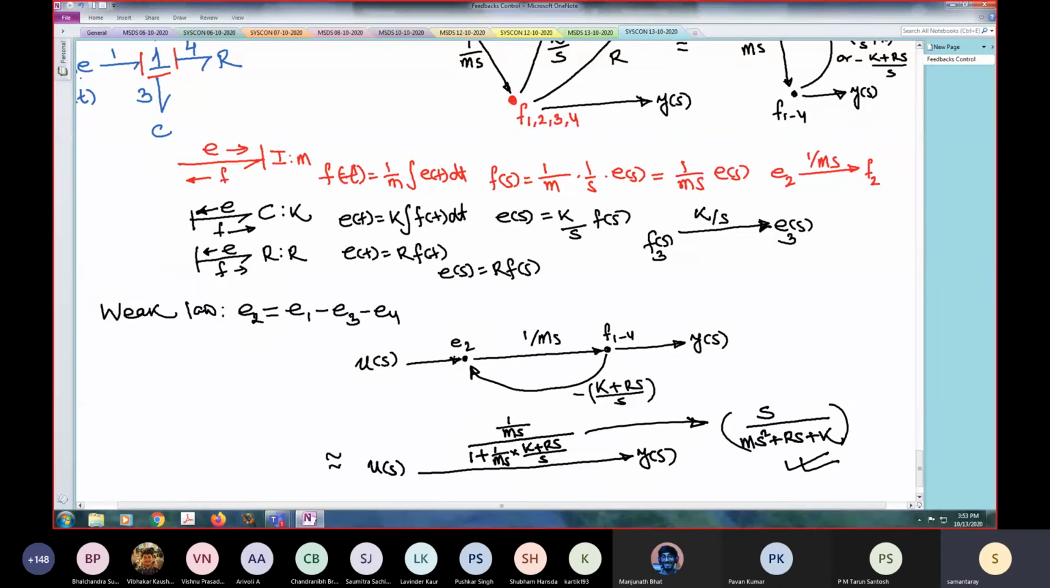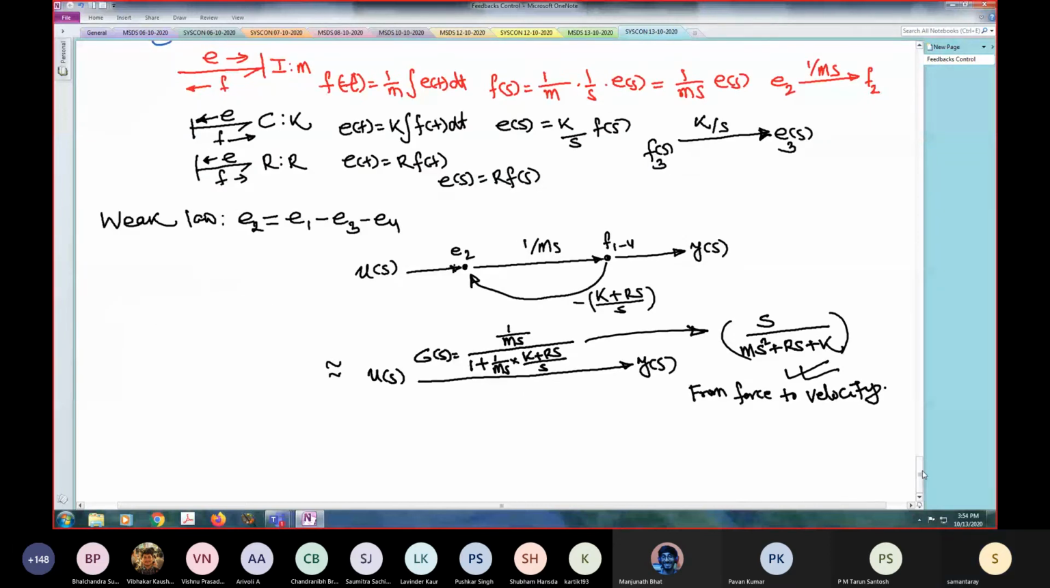Is that the one we require? That's the transfer function. Transfer function from what to what? This is GS. From force to our sensor, which is velocity. YS is up to velocity. So we directly get our transfer function from the signal flow graph. Is this clear?